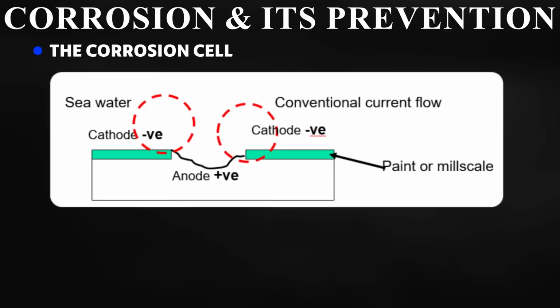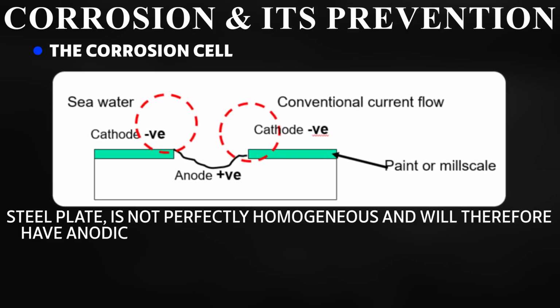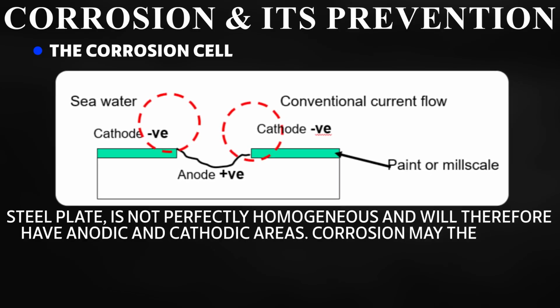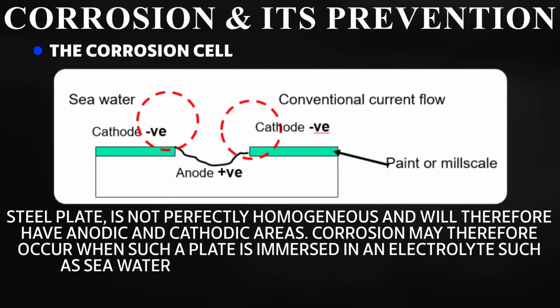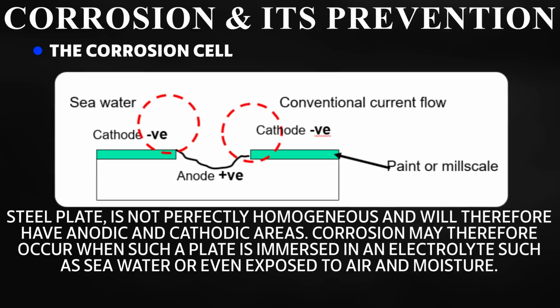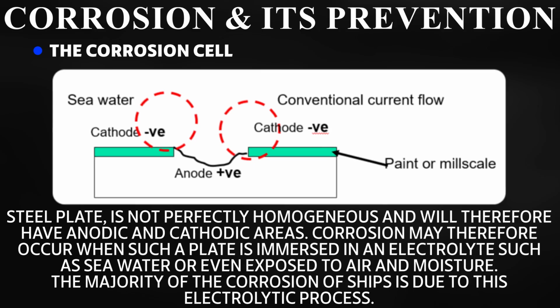The corrosion cell. Steel plate is not perfectly homogeneous and will therefore have anodic and cathodic areas. Corrosion may therefore occur when such a plate is immersed in an electrolyte such as seawater, or even exposed to air and moisture. The majority of the corrosion of ships is due to this electrolytic process.